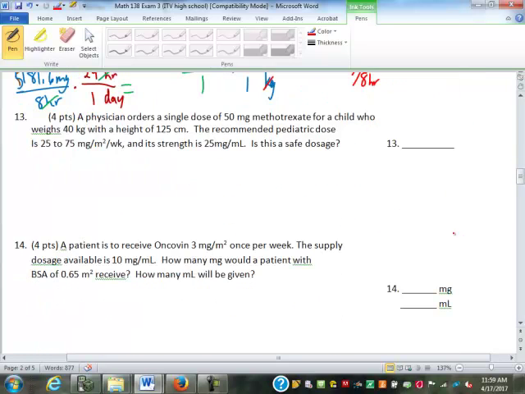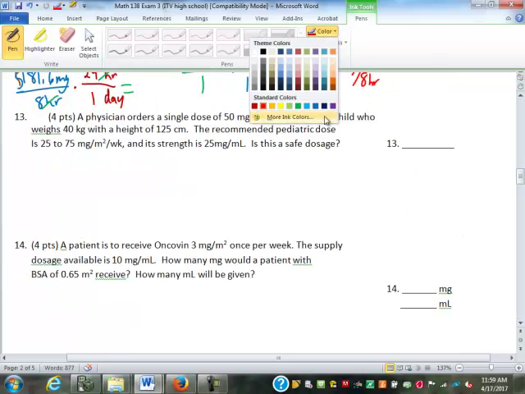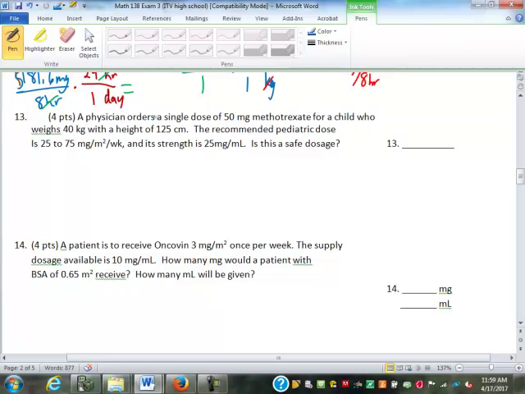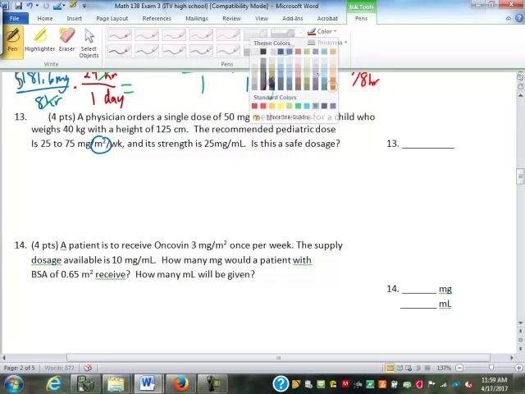Okay, number 13. Physician orders a single dose of 50 milligram methotrexate for a child who weighs 40 kilograms with a height of 125 centimeters. Recommended pediatric dose is 25 to 75 milligrams per square meter per week. The strength is 25 milligrams per milliliter. So our first step here is to find the body surface area, because this is per square meter. So once we notice that, we have to do a BSA calculation.